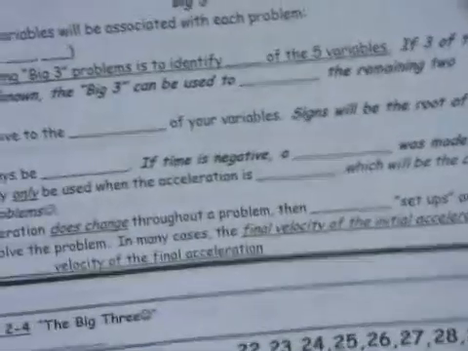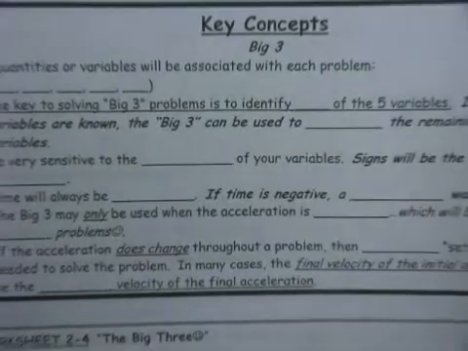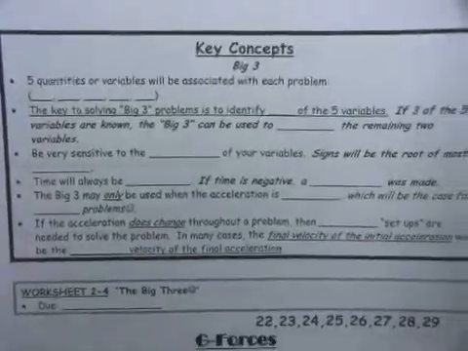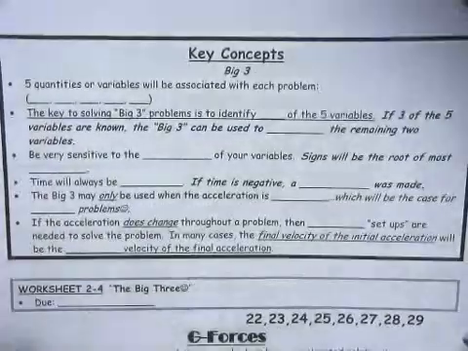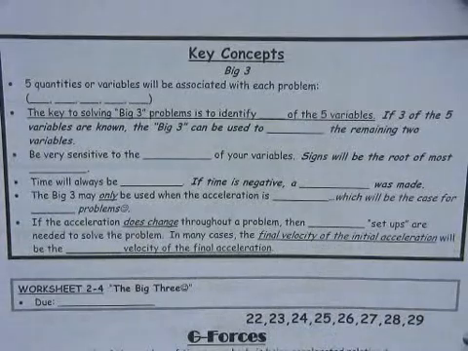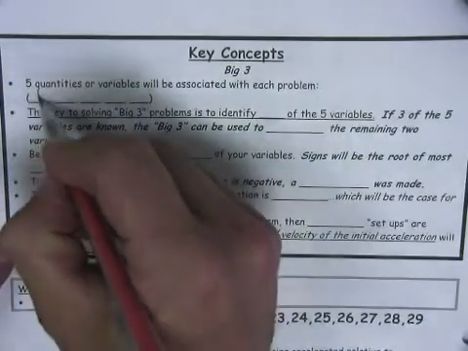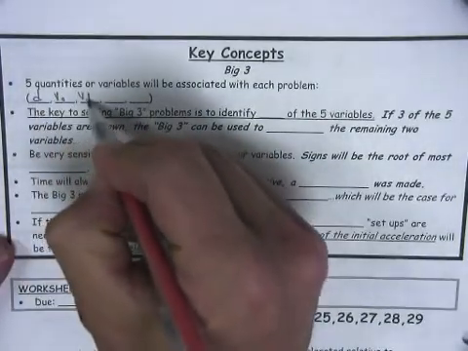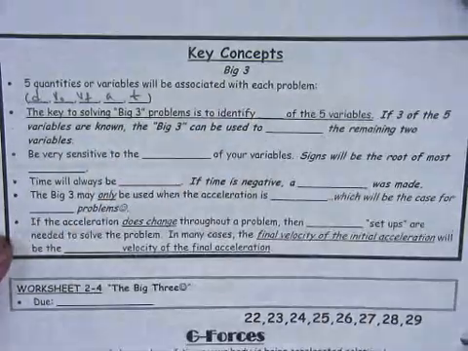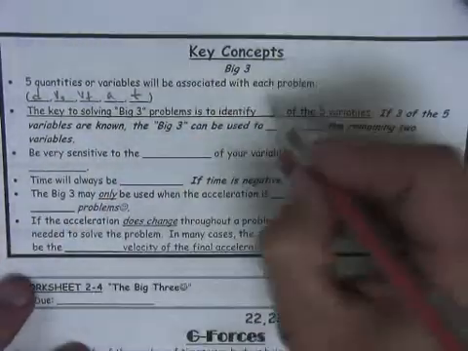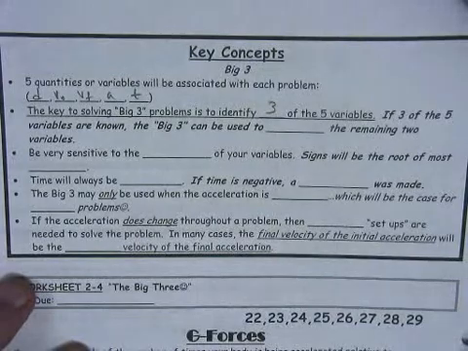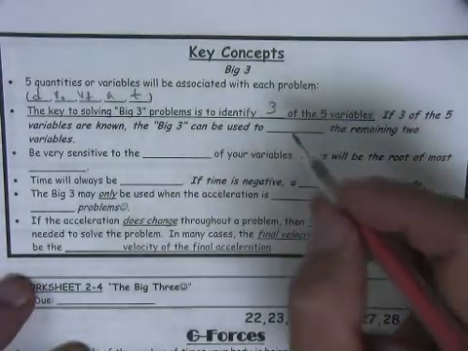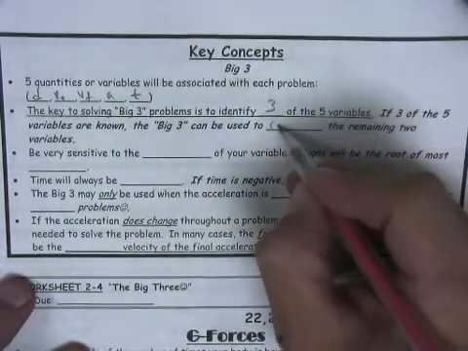All right, moving along, we've got a key concept box to fill out, and then we'll wrap up this video. So here it is. There are 5 quantities of variables associated with each problem. What were they? They were D, VO, VF, A, and T. The key to solving big 3 problems is to identify, remember, 3 of the 5 variables. If 3 of the 5 variables are known, the big 3 can be used to calculate the remaining 2 variables.